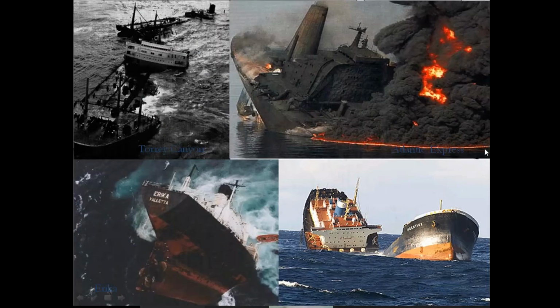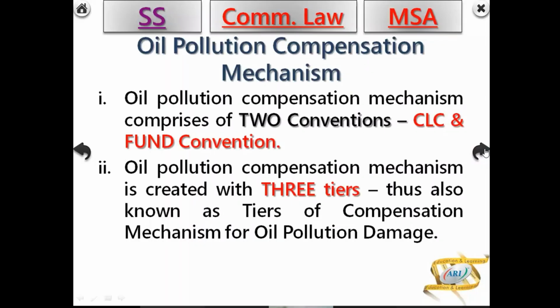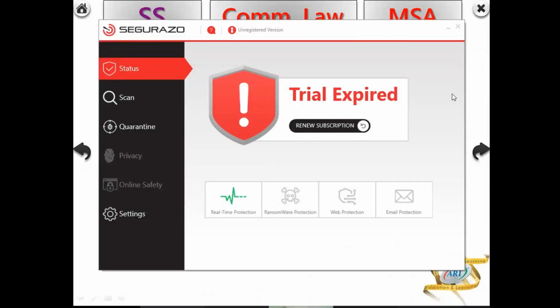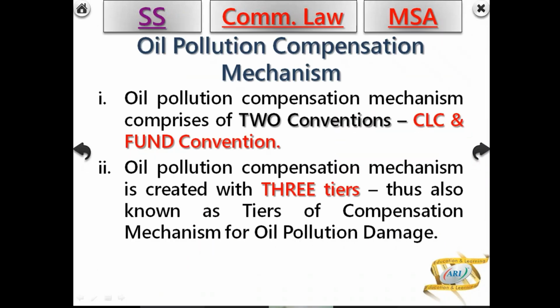Now, first of all, the whole compensation mechanism is made up of two conventions: the Civil Liability Convention, that is CLC, and the Fund Convention. And both are conventions of IMO, like SOLAS, STCW, MARPOL, load line, tonnage, anything. They're conventions of IMO.